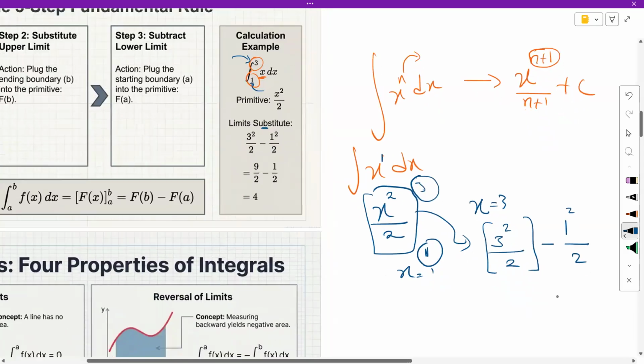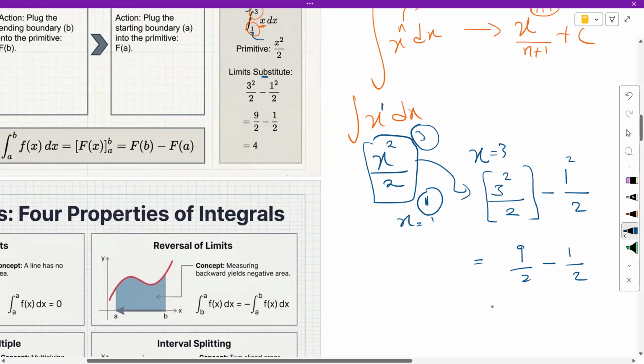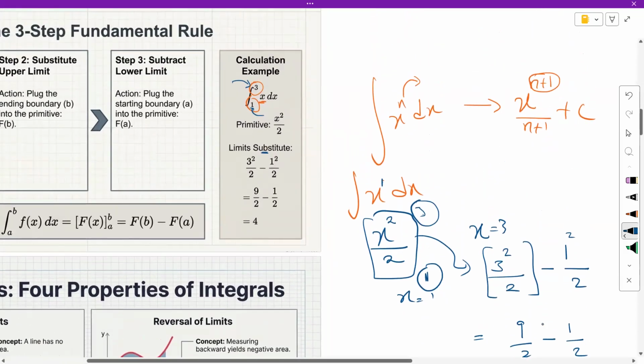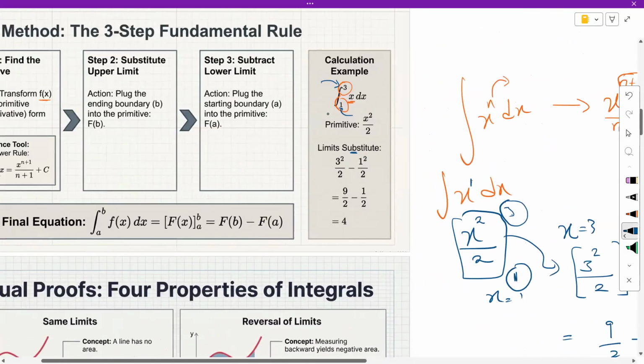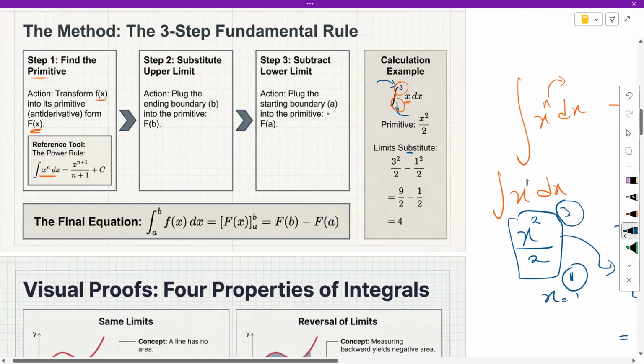So if we solve this, we have 9 divided by 2 minus 1 over 2. So therefore the area under the curve is equal to 4. The area under the curve is 4. So this is the example of calculating the area under the curve.